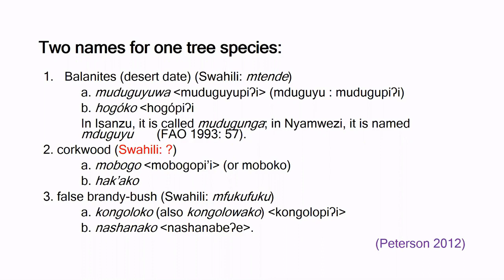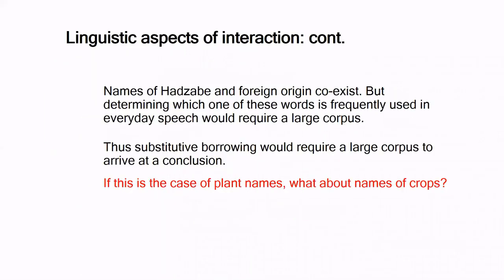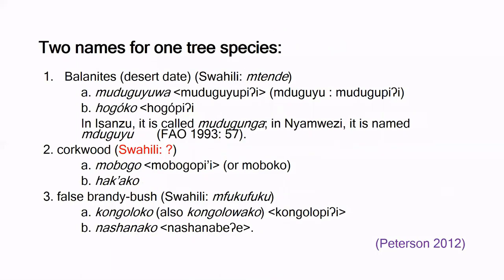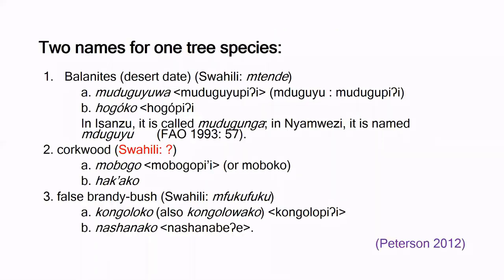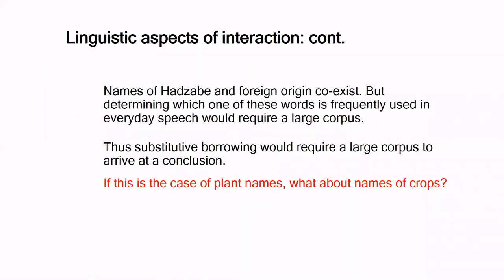And if you have an array of two names, why should they borrow? That is the question which has not been answered so far. And we also have to determine, of these two nouns, say Muduguyuwa and Hogoko, which one is highly used in the current speech, at least in Dunduhina. Or if we had substitutive borrowing in which the Bantu-like nouns are replacing the typical native names, that would require further research.